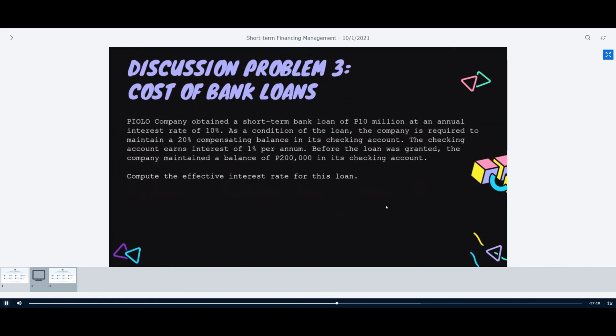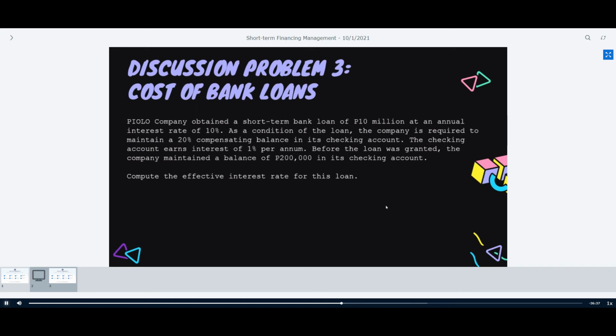Okay, so let's have discussion problem 3, cost of bank loans. The Piolo Company obtained a short-term bank loan of 10 million at an annual interest rate of 10%. As a condition of the loan, the company is required to maintain 20% compensating balance in its checking account. The checking account earns interest of 1% per annum. Before the loan was granted, the company maintained a balance of 200,000 in its checking account. The requirement is compute the effective interest rate for this loan.